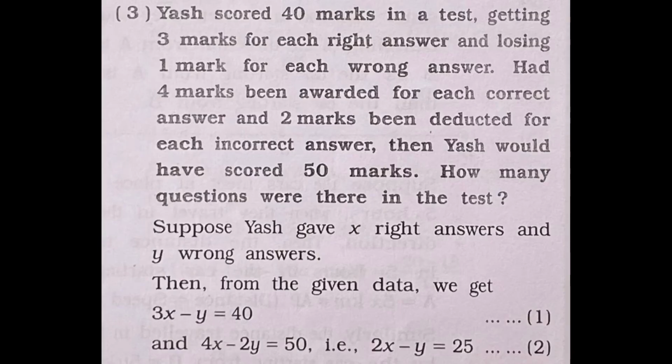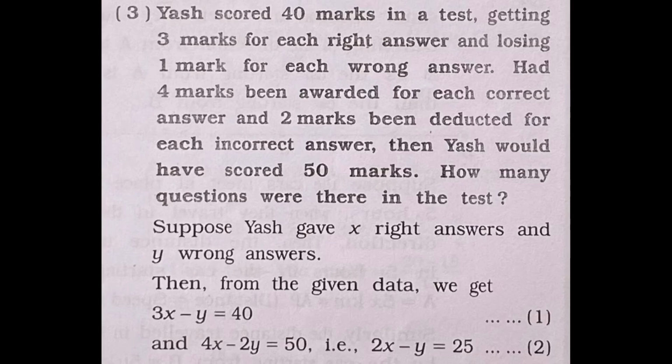Next question is, Yash scored 40 marks in a test, getting 3 marks for each right answer and losing 1 mark for each wrong answer. Had 4 marks been awarded for each correct answer and 2 marks been deducted for each incorrect answer, then Yash would have scored 50 marks. How many questions were there in the test? So let x be the right answers Yash gave and y be the wrong answers he gave.